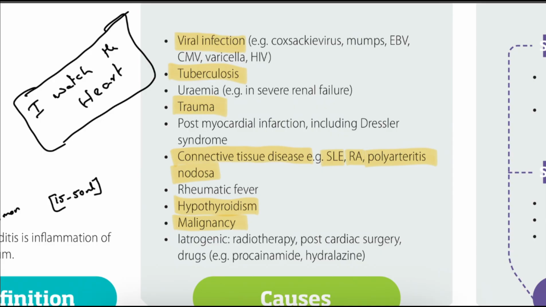A patient will get uremia in end stage renal disease. And A means aortic dissection. R means radiation, and some iatrogenic causes like radiotherapy, post cardiac surgeries, drugs like procainamide and hydralazine, and post myocardial infarction including Dressler syndrome and rheumatic fever. So these are the main causes of pericarditis.